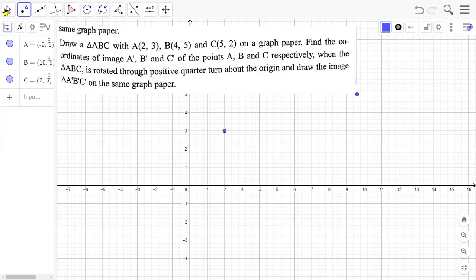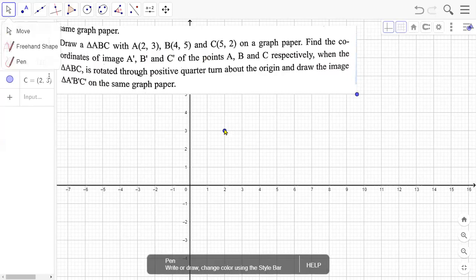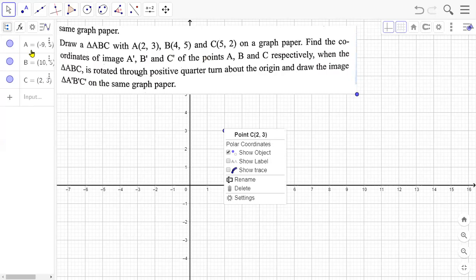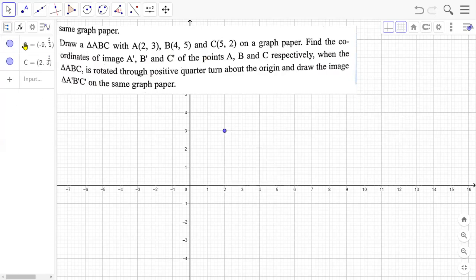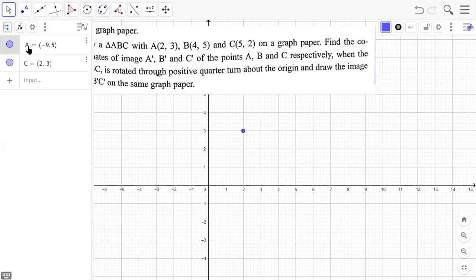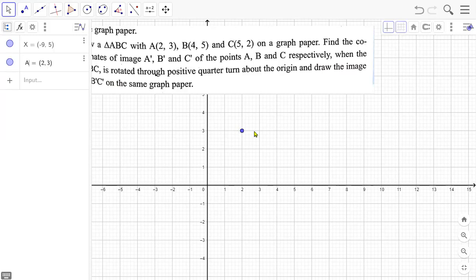What will be the name of this point? A. This is just the point A. Okay, and here the point name is already used. Let me just delete these points and rename here. Just a moment. Let me just rename this point A, and let me show its label. This is point A. In the first step we have just plotted this point A.